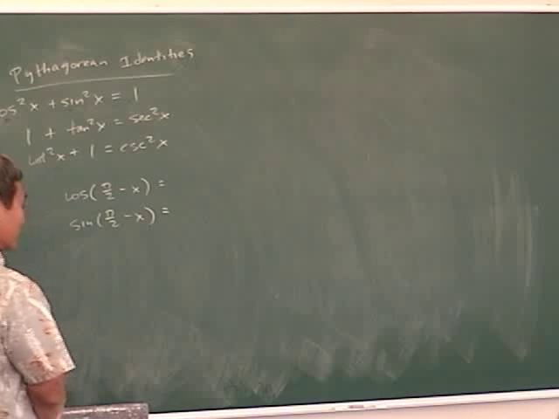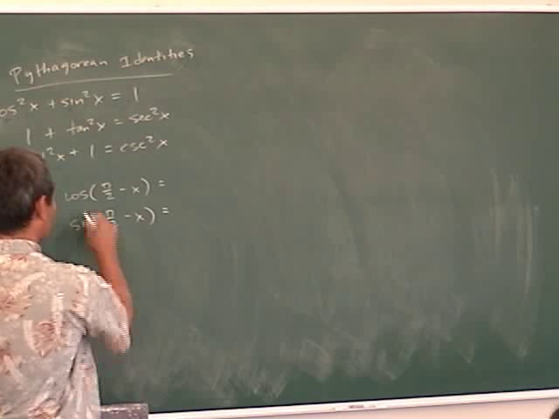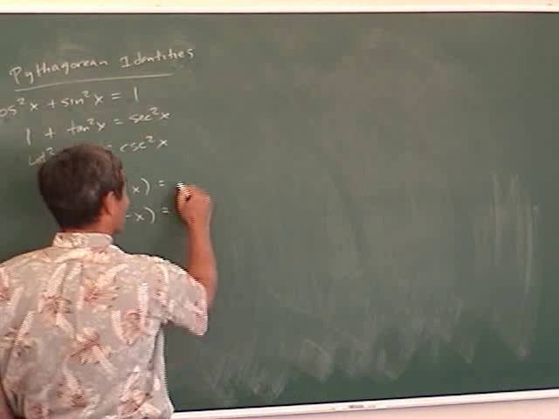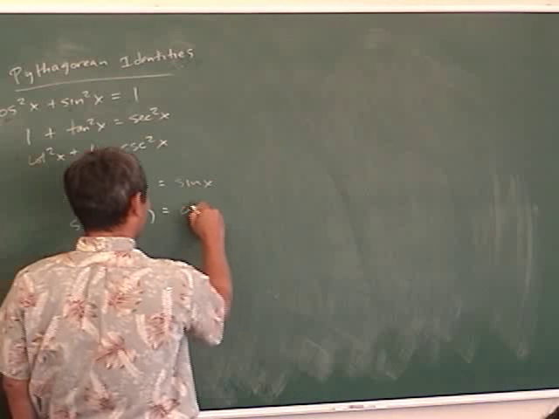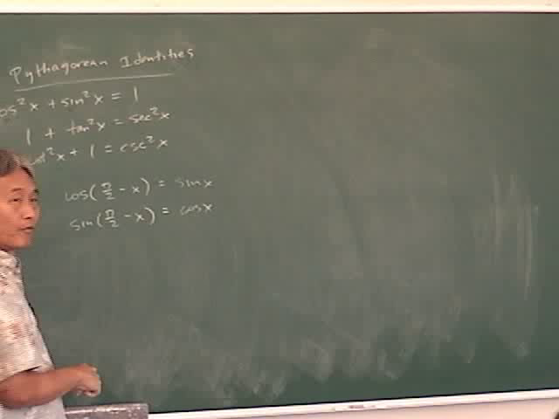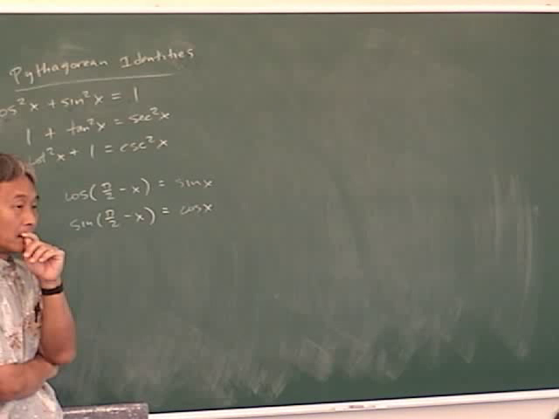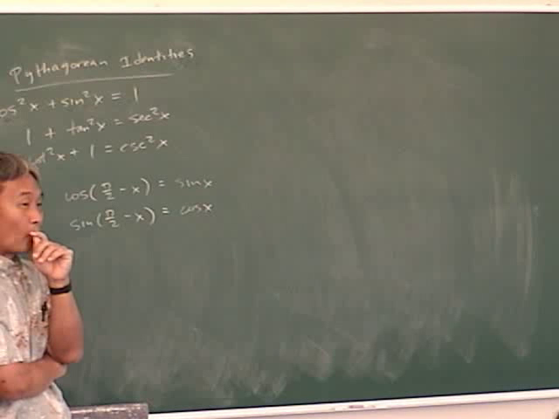What are these equal to? Cosine of pi over 2 minus x equals sine x. Sine of pi over 2 minus x equals... Why do they call these the cofunction identities? What the heck is a cofunction?